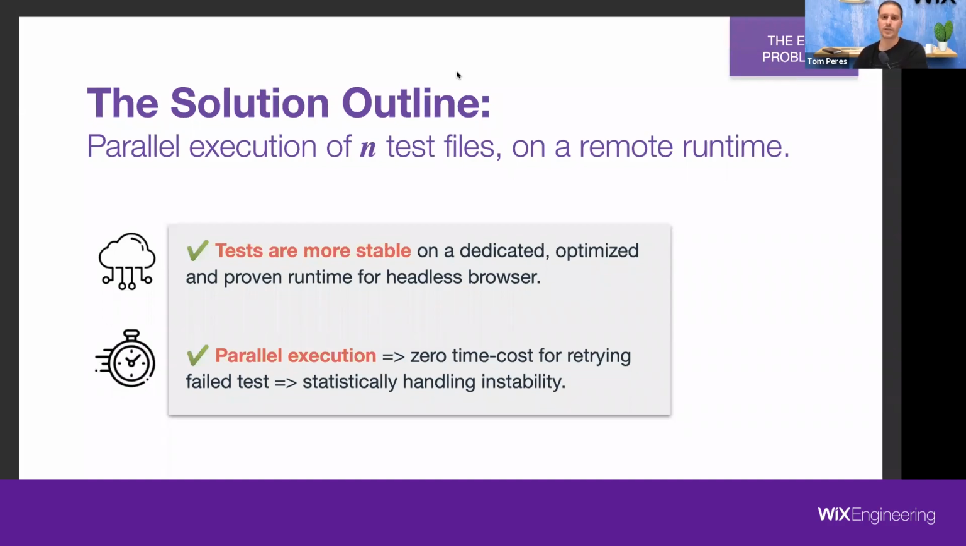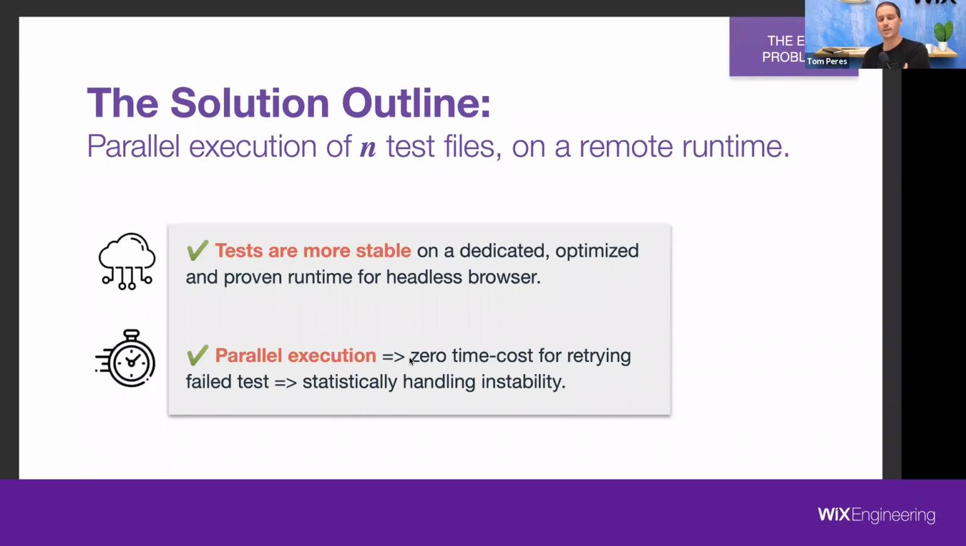And what we realize, and this is a critical and important thing to understand, is that parallel execution will actually lead to zero time cost for retrying failed tests. And I'm sorry if it will sound brutal or very, very naive, but it will actually statistically let you overcome instability. Meaning, I'll try to better explain it, because it's a very, very critical thing to understand.